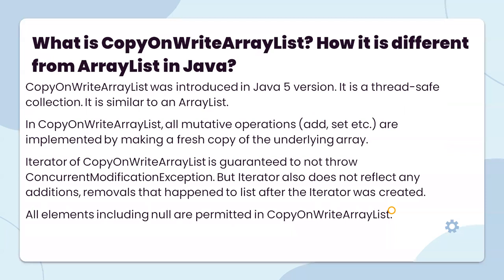What is CopyOnWriteArrayList and how is it different from ArrayList in Java? CopyOnWriteArrayList was introduced in Java 5. It is a thread-safe collection, similar to ArrayList. In CopyOnWriteArrayList, all mutative operations like add and set are implemented by making a fresh copy of the underlying array. Its iterator is guaranteed not to throw ConcurrentModificationException, but the iterator does not reflect any additions or removals made to the list after the iterator was created. Elements including null are permitted in CopyOnWriteArrayList.